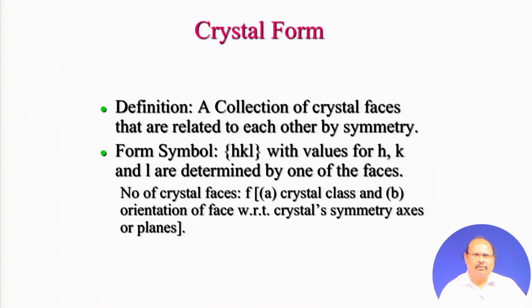So, what are crystal forms? Crystal forms are a collection of crystal faces that are related to each other by symmetry. Remember, when we studied the 32 point groups of symmetry, we started with a particular motif. If you go back and see the position of the motif, the open red circle here, from your knowledge now, will have a general symbol HKL.